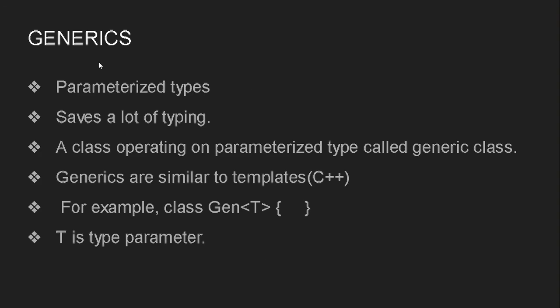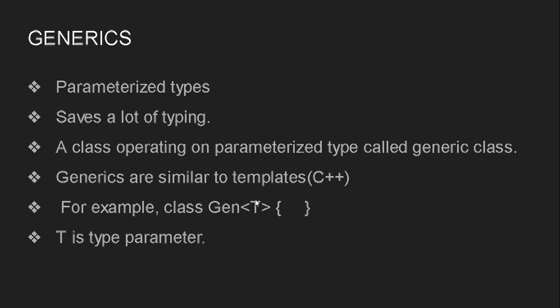So first of all, what is generics? Generics are a kind of parameterized types, which are defined in a class. When I show you the example, it will be more clear to you. If you look at this second last point, for example, class Gen, you can see the difference in how this particular class is defined. The name of this class is Gen. Then after that, we have this angular bracket, the less than bracket. Then we have this T. This T refers to the parameterized type, or we can even call it the type parameter.